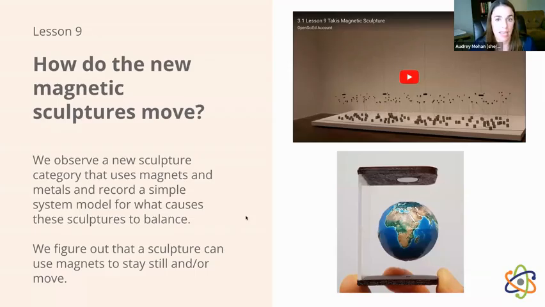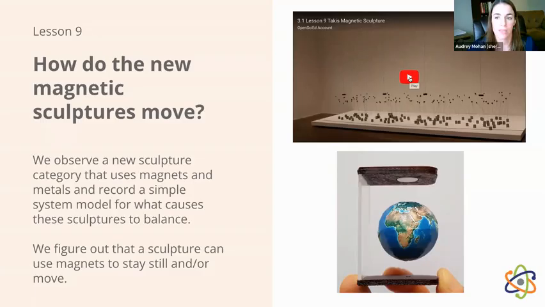Lesson 9 is a re-anchor. Most of the third grade units actually do, in the middle of the unit, have a moment where we look at a new related phenomenon. And so in this unit, we now want to get at sculptures that move, balance, or move without anything touching. Remember, we've been working on contact forces to this point. Now we're going to do non-contact forces and look at sculptures.